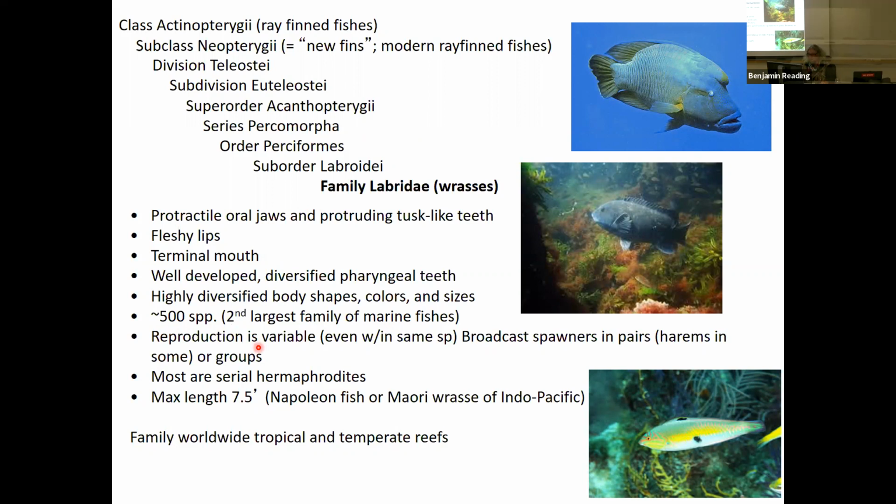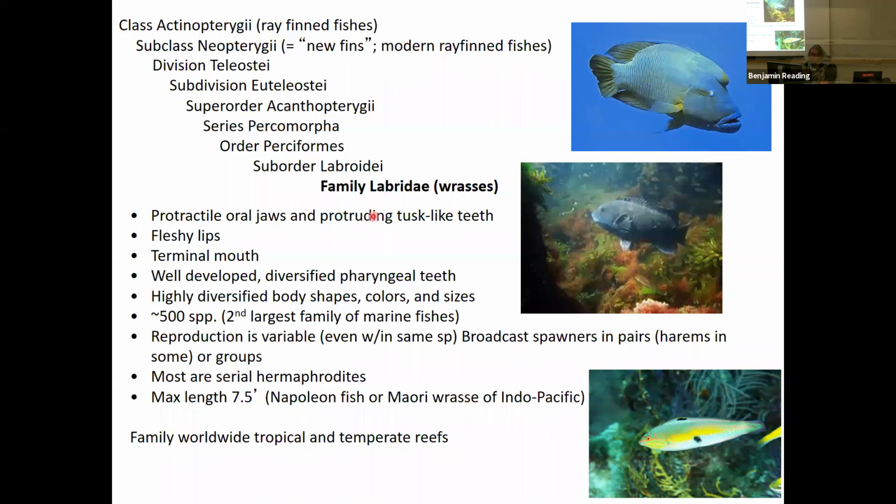Reproduction is variable, oftentimes even within the same species. So different populations of the same species can have slightly different reproductive strategies. Sometimes they're broadcast spawners where they pair mate, so a single female with a single male. Other times it's harems, where it's one male and several females. And in some cases, it's outright what we call group spawning, where many males and many females together release their gametes simultaneously, and it's a whole lot of mixing that goes on, external fertilization.